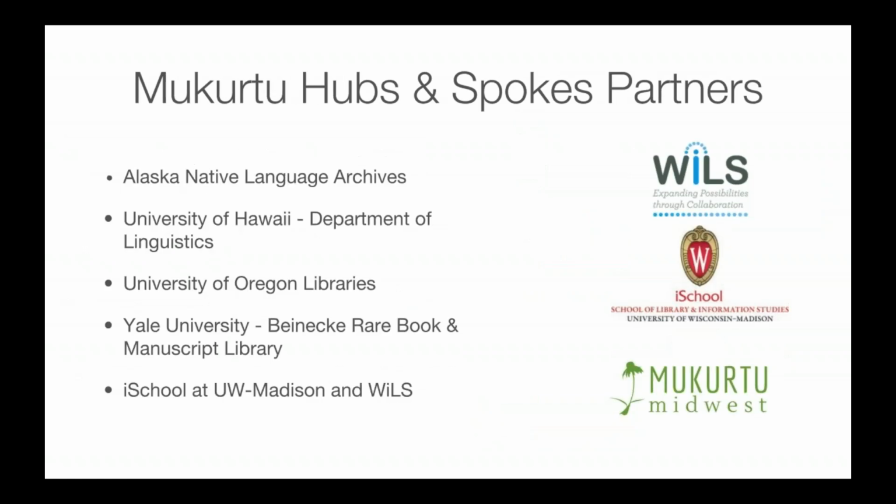So in addition to our hub, there are 4 others that are working on this grant. There's the Alaska Native Language Archives, the University of Hawaii Department of Linguistics, the University of Oregon Libraries, and Yale University's Beinecke Rare Book and Manuscript Library. So today we just really want to talk to you about what Mukurtu is and why we need a system like Mukurtu, discuss some of the key things that really separates it from other content management systems, and show you some examples of Mukurtu in action.